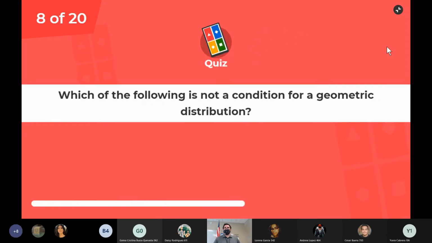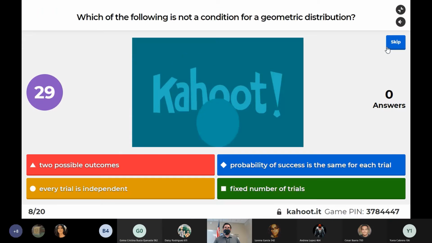Which of the following is not a condition for a geometric distribution? This distribution is very similar to a binomial distribution, except for one condition is not needed. Consider what you're trying to determine with a geometric distribution.